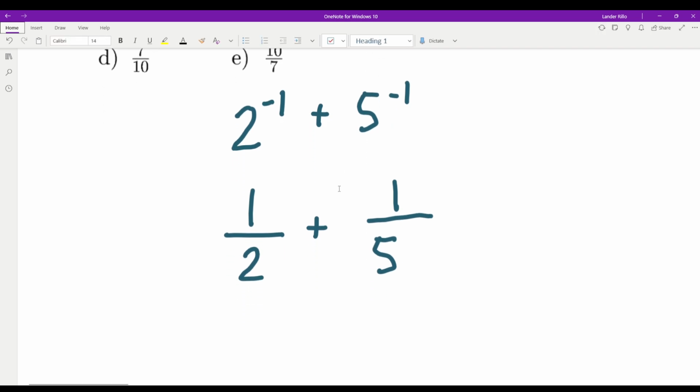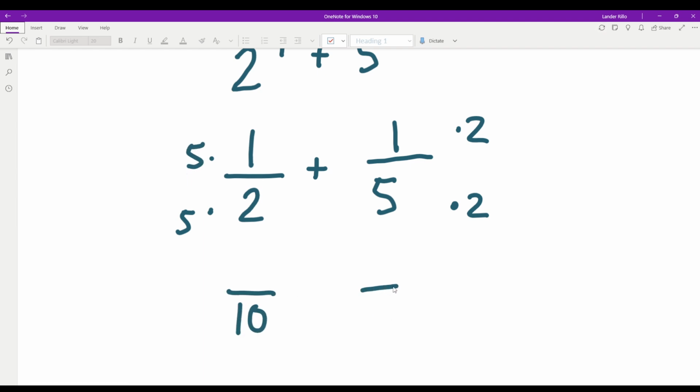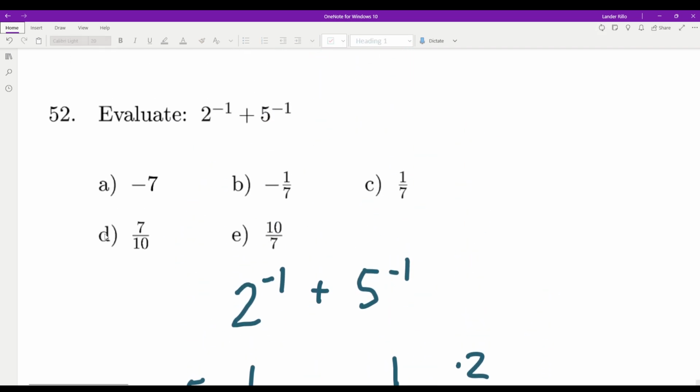And then, if you remember how to add fractions together, make sure they're both the same common denominator. Multiply this by 2, multiply this by 2, multiply this by 5, top and bottom. So now they're both the same common denominator. 5 plus 2 should get 7 over 10. That should be D. Okay?